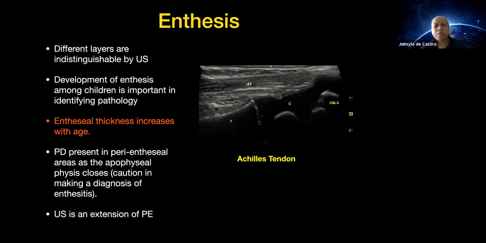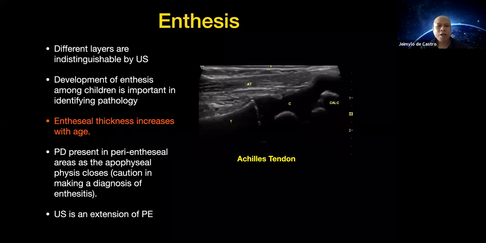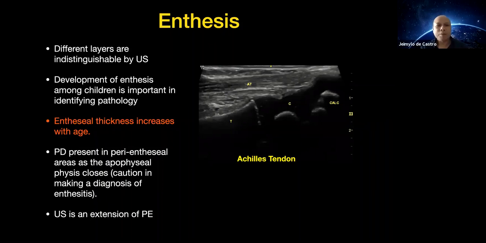So this is very important because this is where a lot of our forces are transmitted when we actually move, especially during jumping. So it has to be tough in order to withstand the forces that are happening during our movement. Now, the power Doppler is present in peri-enthesial areas as the apophyseal physis closes. So we need to understand that.